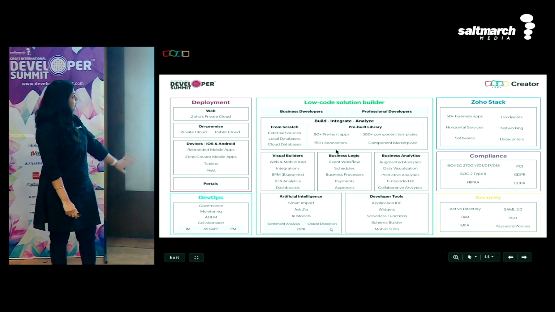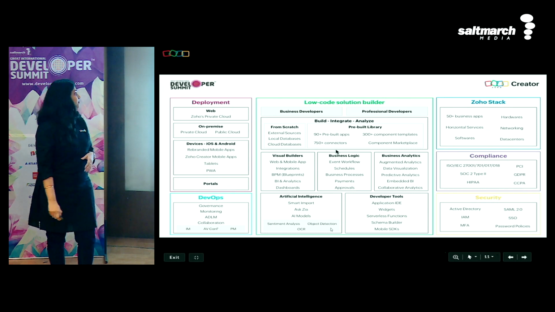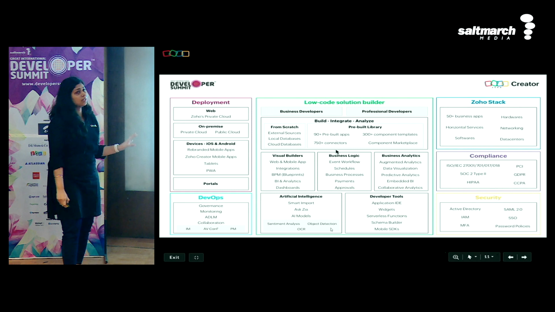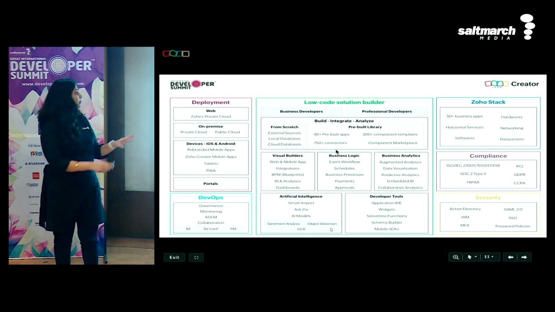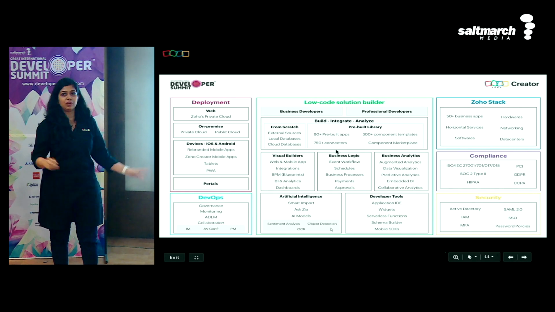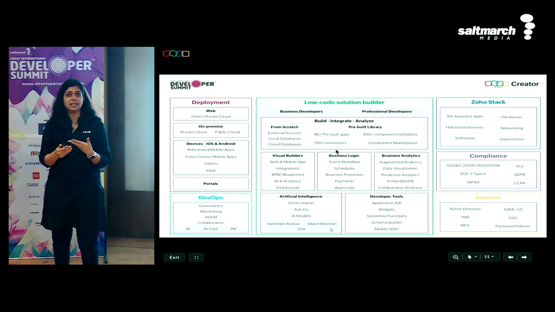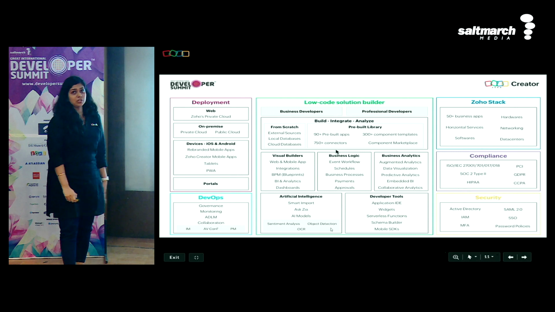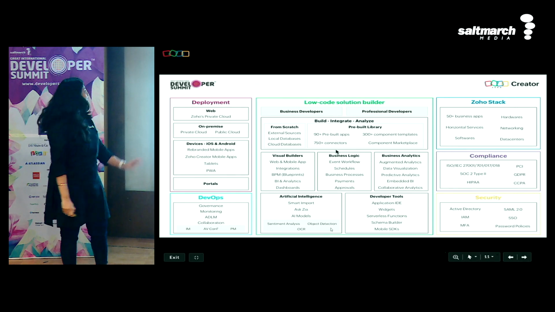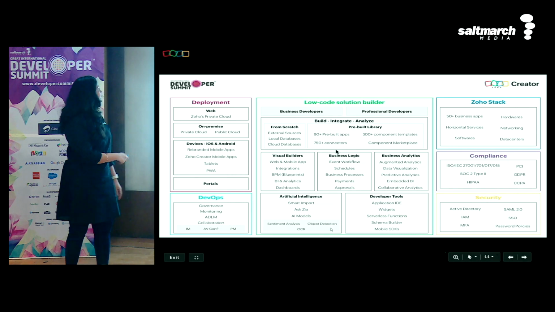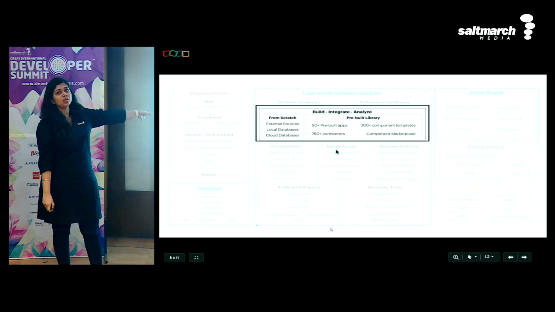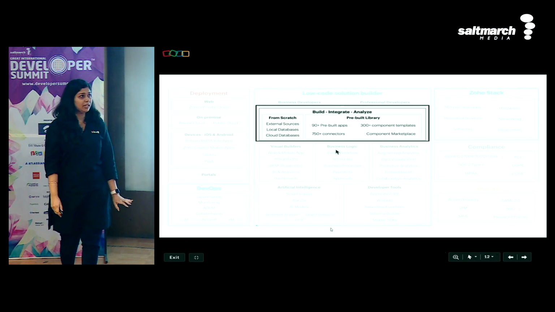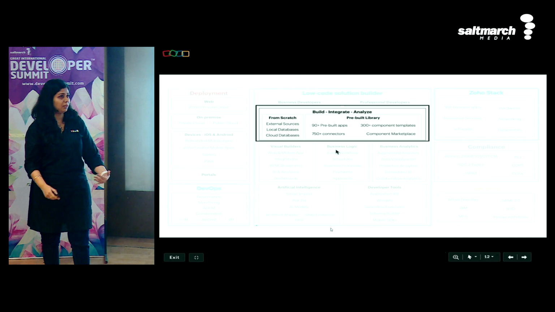So what you see here is an overview, or a larger view, of what the platform does. In the center is the low-code solution builder, and you have many supporting stacks on the side, which help us provide you an end-to-end developer platform. So the different kinds of personas of developers that I mentioned, be they professional or business developers, can either choose to build from scratch or select from any of the pre-built templates or applications that are available to give them a head start in the development process.